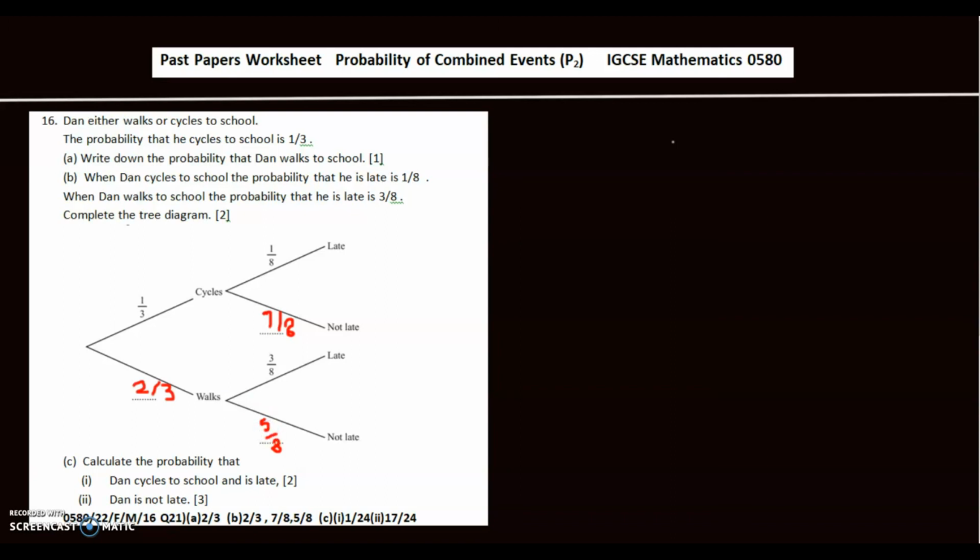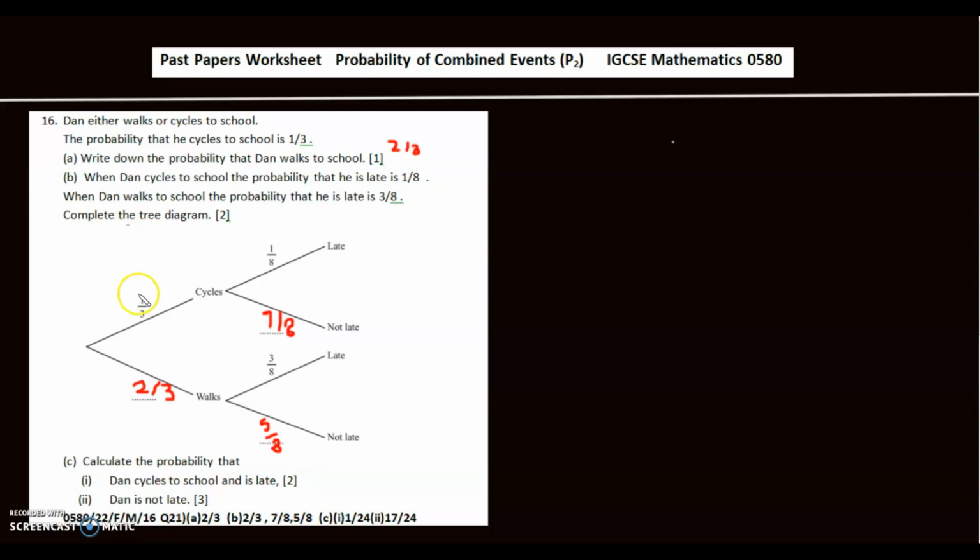Similarly, if that's 3 upon 8, then this would automatically be 5 upon 8. Okay, let's read the rest of the question. Write down the probability that Dan walks to the school. So that's simply 2 upon 3, already done. When Dan cycles to school, the probability that he is late is 1 by 8. And when Dan walks to school, the probability that he is late is 3 upon 8. Okay, complete the tree diagram, done. Part C, calculate the probability that Dan cycles to school and is late.